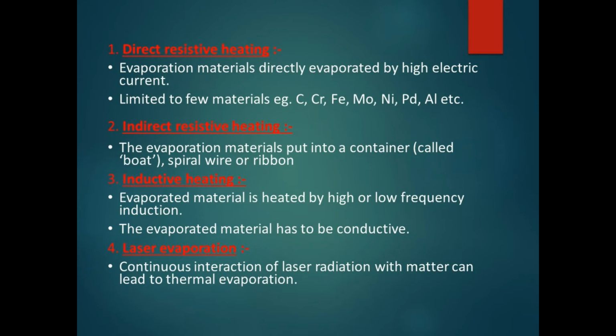In the indirect resistive heating method, the material which is to be deposited is put into a container which is generally called a boat, or in the form of spiral wire or ribbon. Instead of directly heating the material, the boat or the ribbon is heated by supplying suitable electric current. In the inductive heating method, the evaporated material is heated by supplying suitable high or low frequency, but the condition is that the evaporated material has to be conductive in nature. In the laser evaporation technique, the continuous interaction of laser radiation with matter can lead to thermal evaporation, and the material gets evaporated and thereby deposited on the substrate.